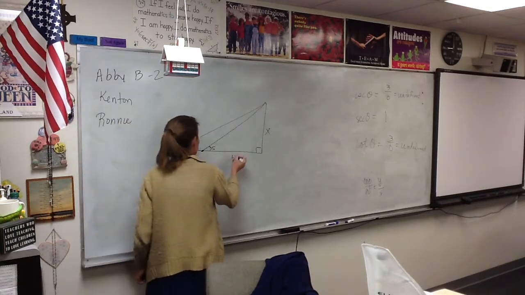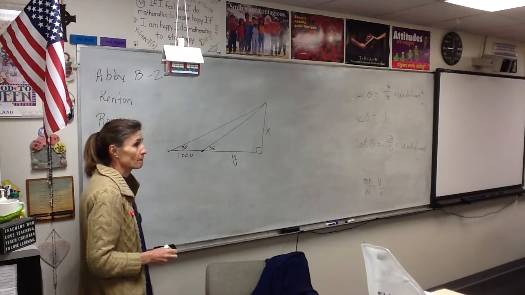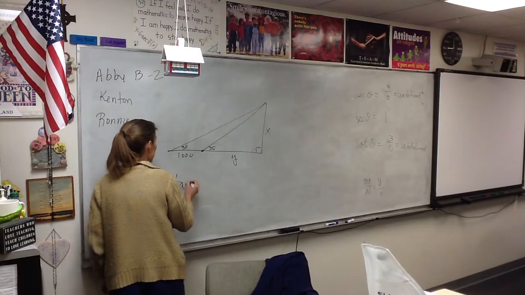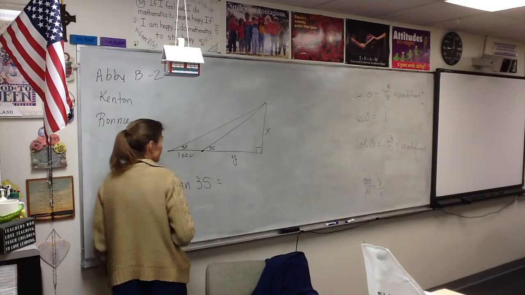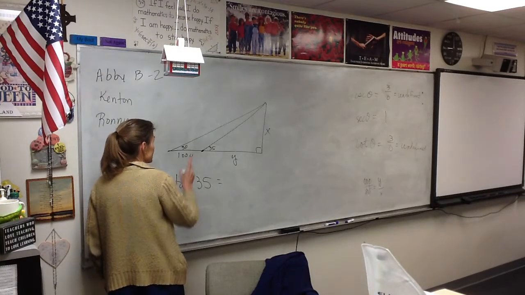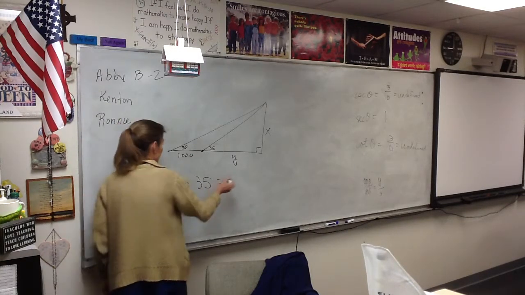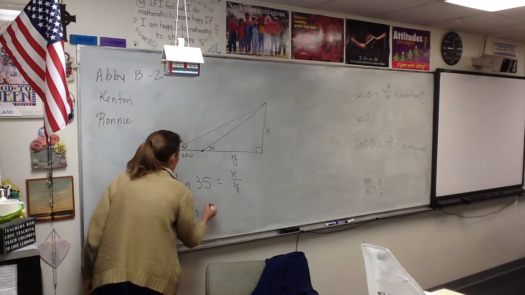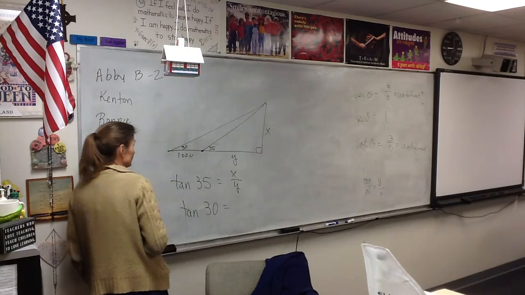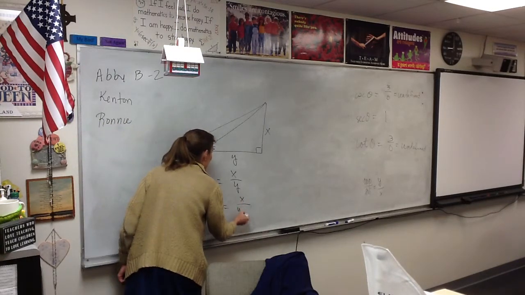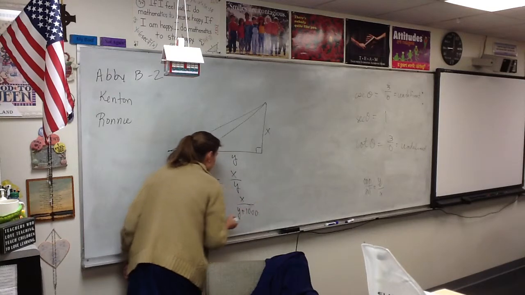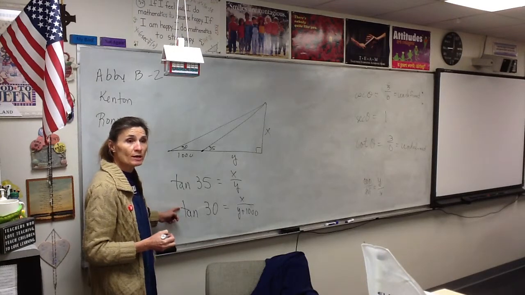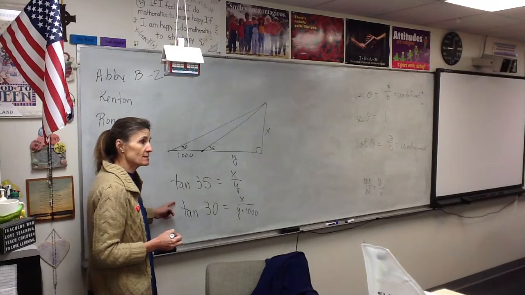I think I'm going to need a system of equations to solve this one, maybe. I think I may need to say something like the tangent of 35 equals what? What's the tangent of 35 equal? X over Y. And what does the tangent of 30 equal? X over Y plus 1,000. Now, what have I got here, you guys? A system of two equations, two unknowns? Yeah. And how do I solve a system like that?